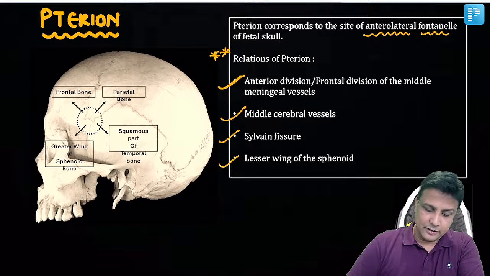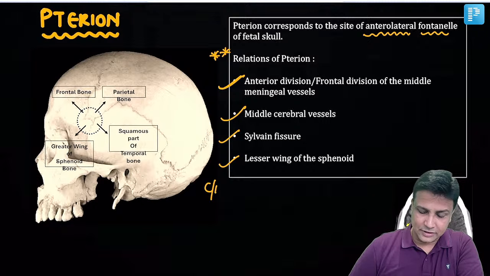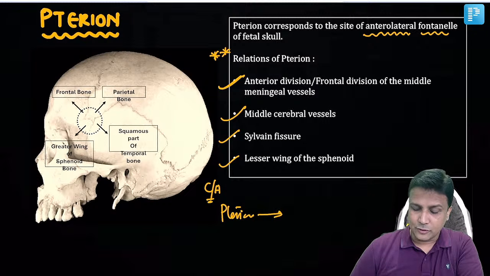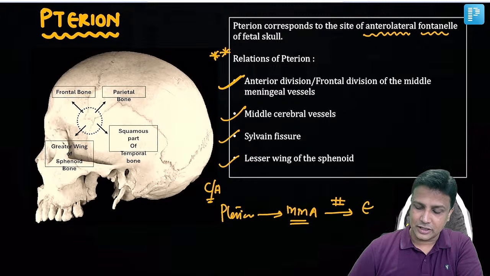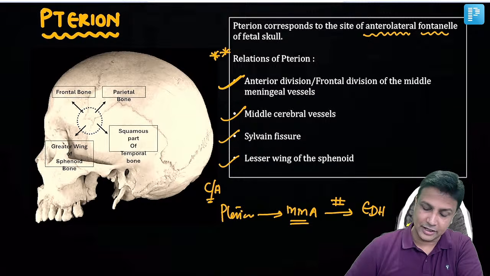Now the clinical anatomy associated with this: suppose there is a hit or trauma at the pterion, then what is going to happen? Of course, what is the artery present here? That is your middle meningeal artery. This will be ruptured. Rupture of the middle meningeal artery will actually lead to epidural hemorrhage.